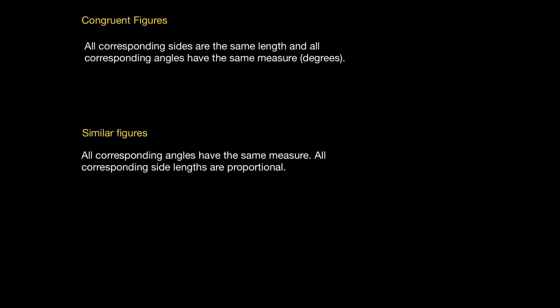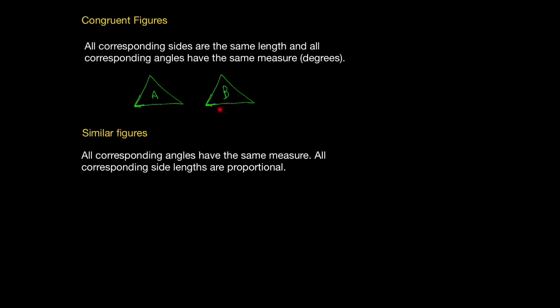Now, hopefully in the previous class, you saw congruent figures. For congruent figures, all corresponding sides are the same length and all corresponding angles have the same measure. So basically they have the same degrees. Now suppose you had this triangle here, triangle A, and let's say that you copy it. And now we have another triangle that's exactly the same, but this one's called triangle B.